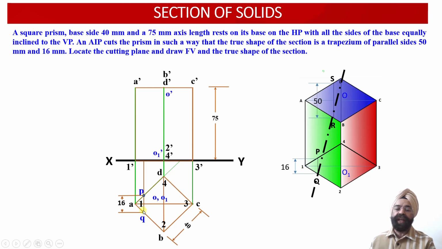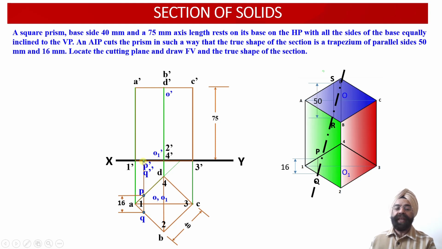Now having obtained these 2 points, if we draw the projectors from the points P and Q into the elevation projection view, we can check that these 2 points happen to lie onto the horizontal plane of the base of the square prism over here.